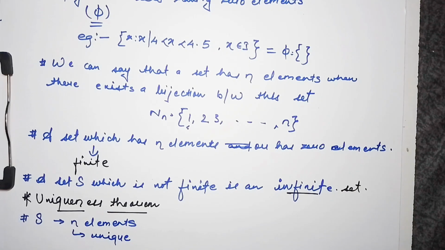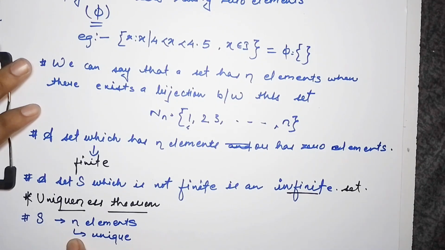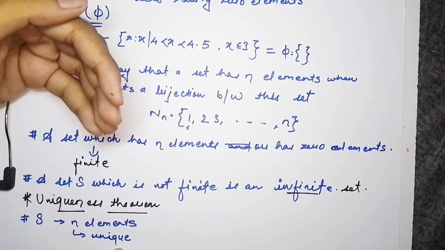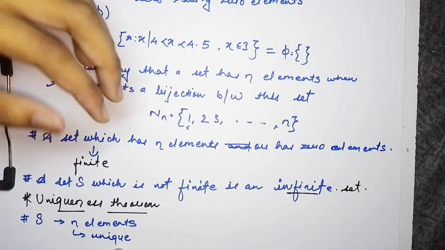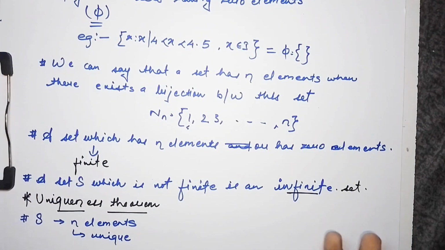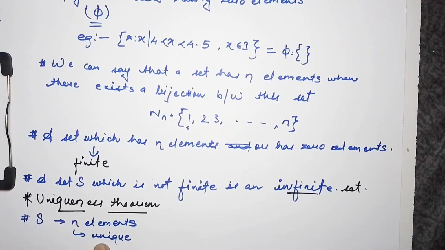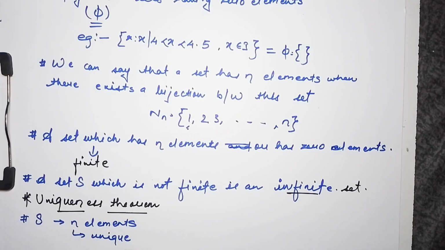Isn't it very understandable? It comes out of our common knowledge that if there is a set and it has a finite number of elements, then that n would definitely be unique. Suppose we have been given a finite set. If it has 10 elements, then it can't have any other number of elements than 10. It won't have 12, it won't have 15 elements, it will just have 10 elements. So any set which has n elements, that n must be unique, and this is what the uniqueness theorem says.